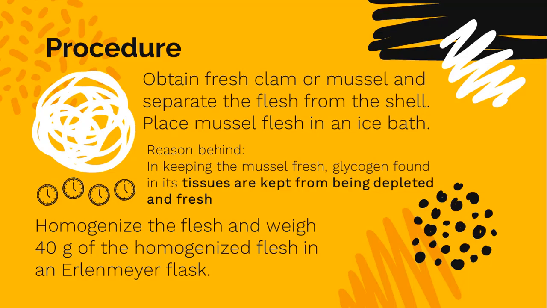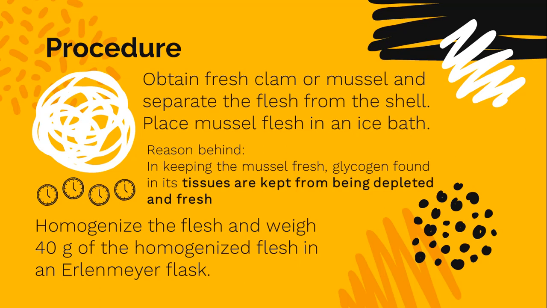For the first procedure, obtain fresh clam or mussel and separate the flesh from the shell. Place mussel flesh in an ice bath. The reason why we need to keep the flesh in an ice bath is because its freshness must be maintained. Failure to put it in an ice bath may cause a lower glycogen yield in our results, as it will deplete in amounts if not kept fresh.